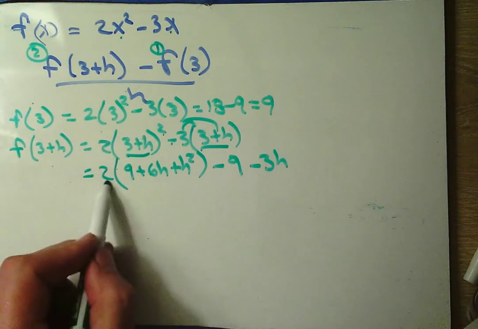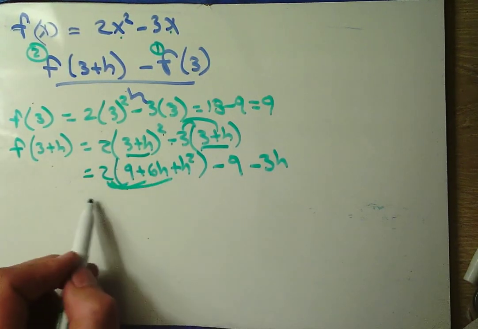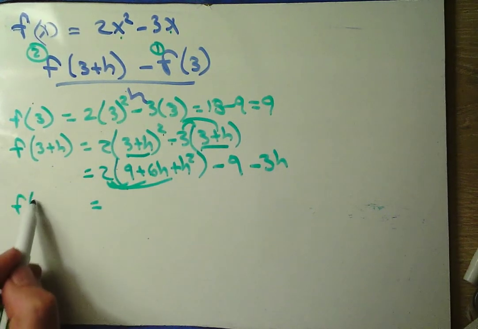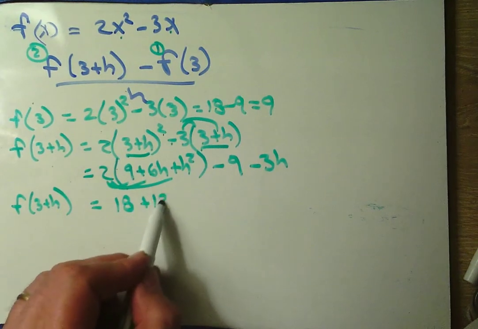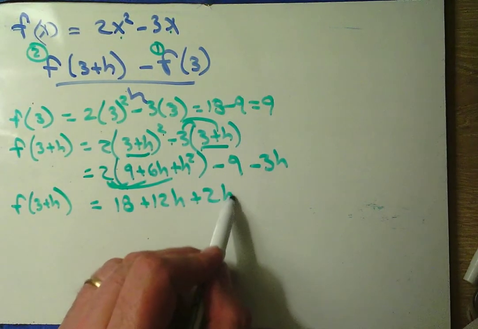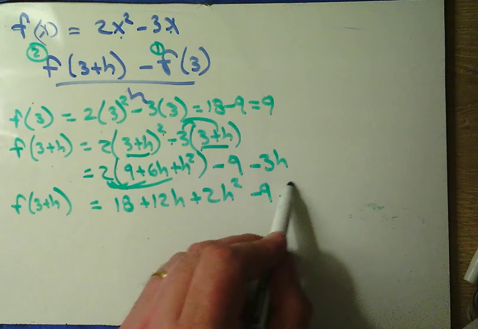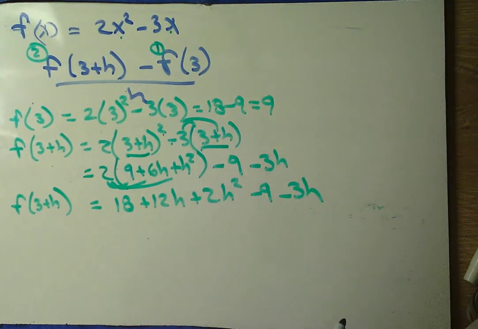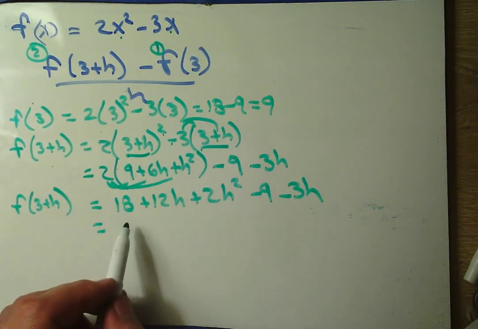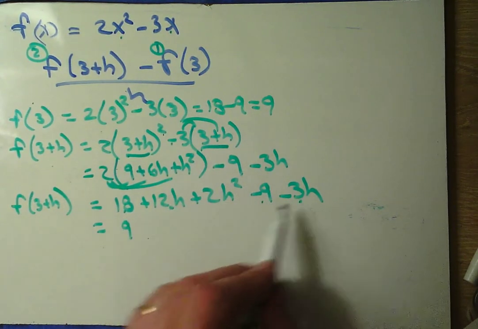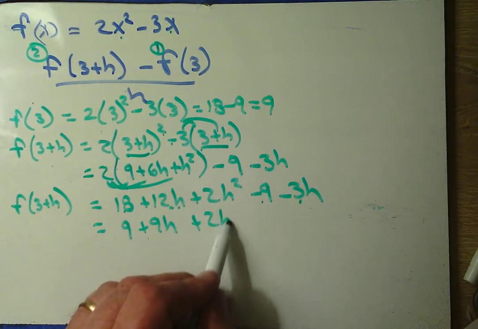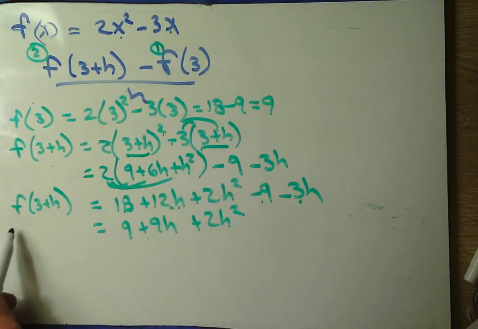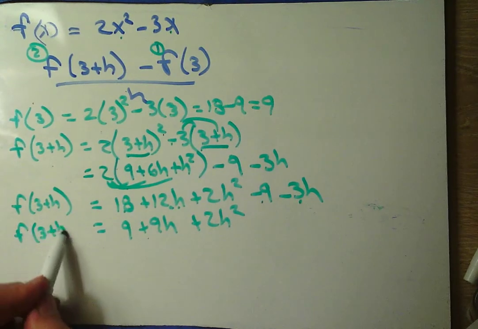I still need to distribute this 2 everywhere, and so I'll have that f of 3 plus h equals 18 plus 12h plus 2h squared minus 9 minus 3h. If I combine like terms here, I can turn this into 9, and here into 9h plus 2h squared. Okay? So that's f of 3 plus h.